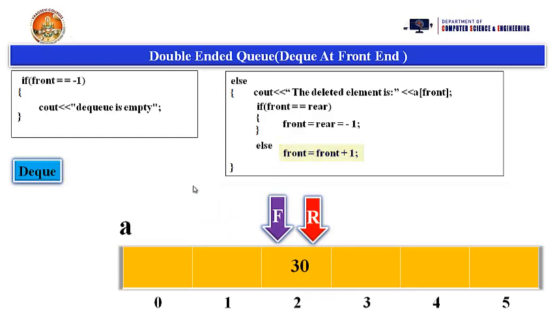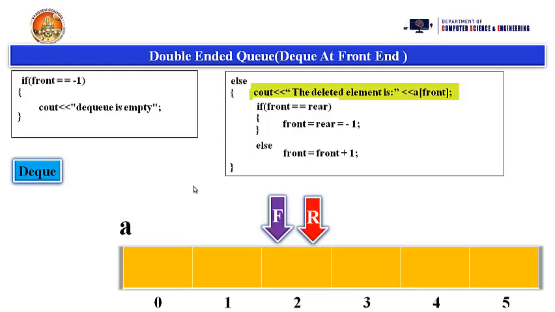Now I want to dequeue one more element using the front end. Check the condition. If front equal minus 1, no, front is pointing to the second index position. Condition false, then go to the else part here. And in the else statement here, the deleted element is A of front. So A of front is pointing to the second index position and the value in that is 30. So we can delete that 30 element here.